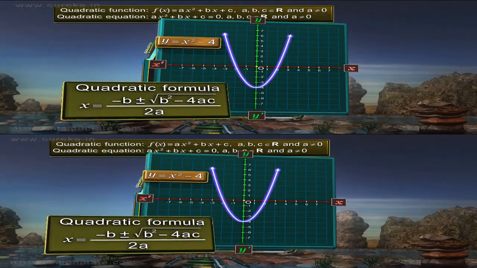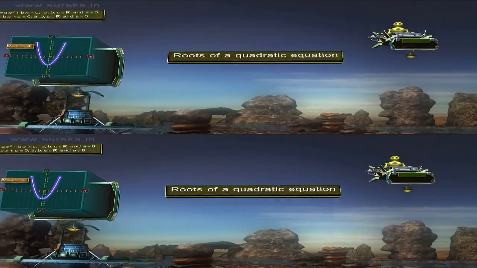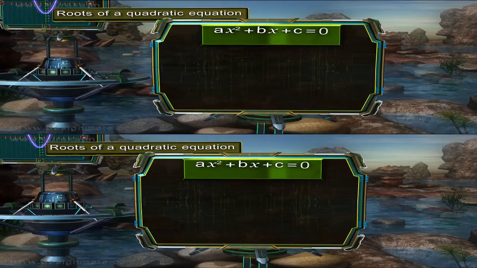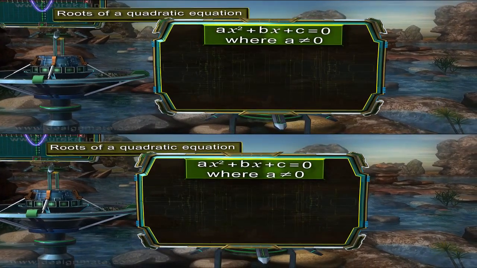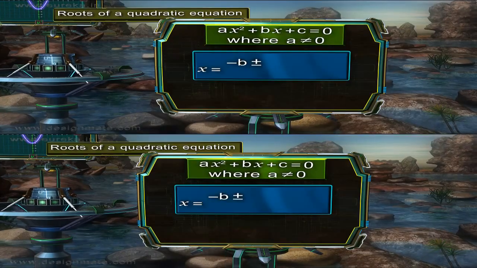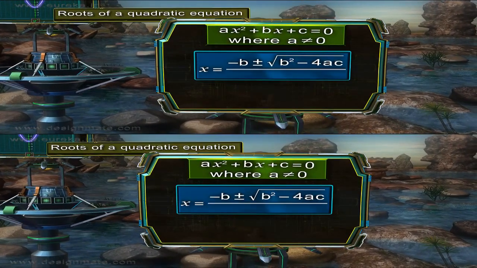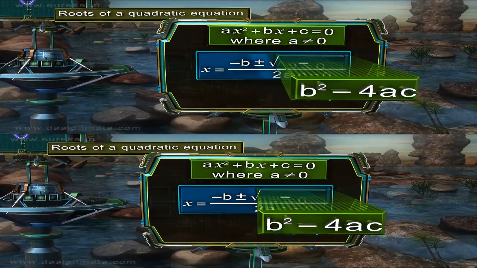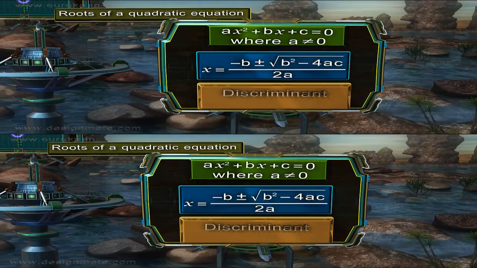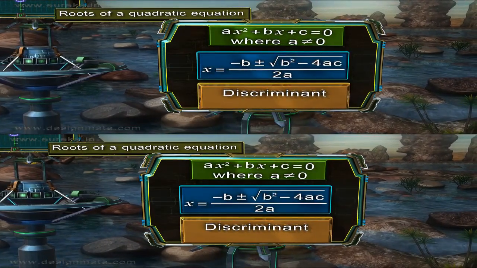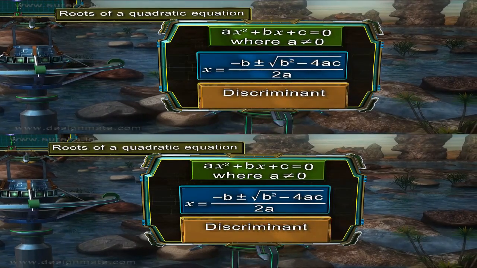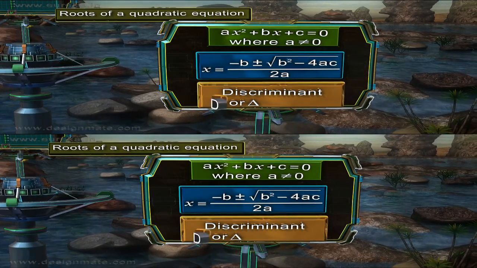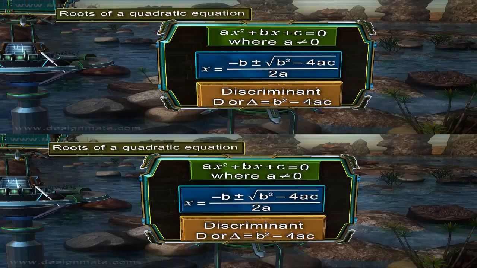We have learned to graph a quadratic function and also establish the quadratic formula for finding the roots of a quadratic equation. The roots of a quadratic equation, ax square plus bx plus c equals 0, where a is not equal to 0, are given by x equals minus b plus or minus root of b square minus 4ac the whole upon 2a. The expression under the radical sign, that is b square minus 4ac, is called the discriminant of the quadratic equation. It is often represented by the uppercase letter D or Greek letter delta. That is, discriminant D or delta equals b square minus 4ac.